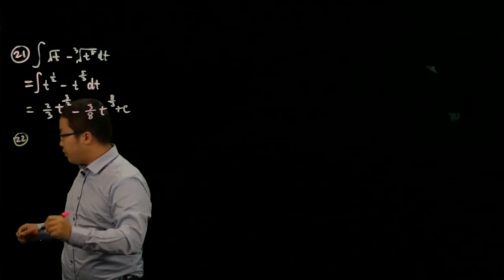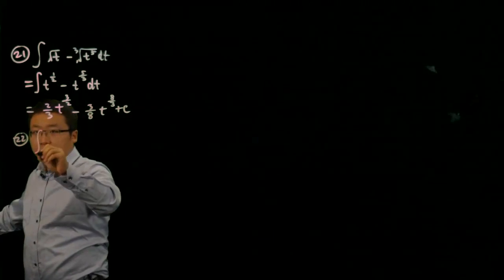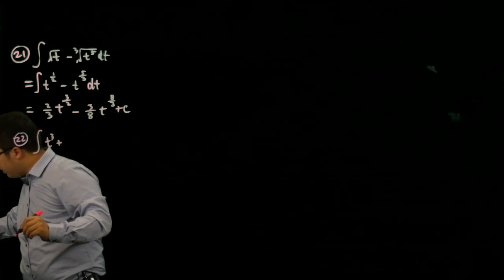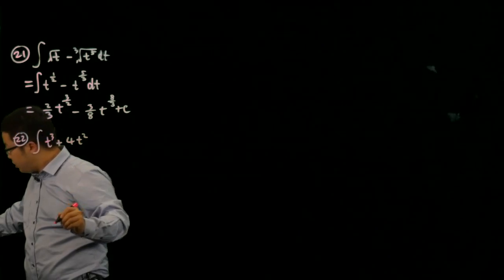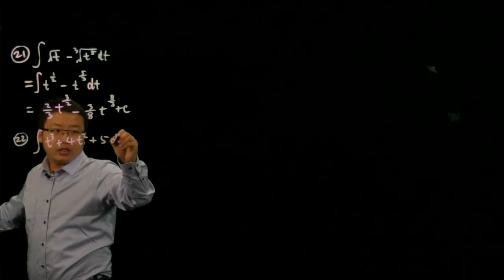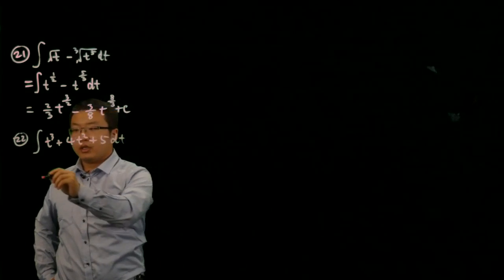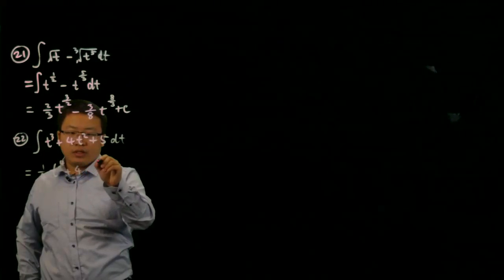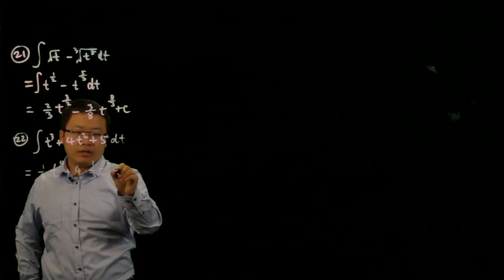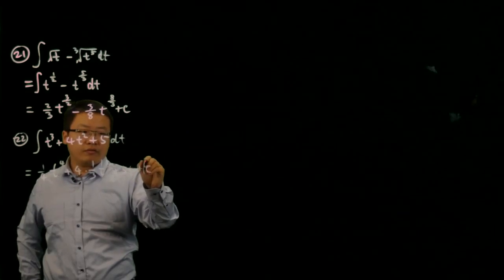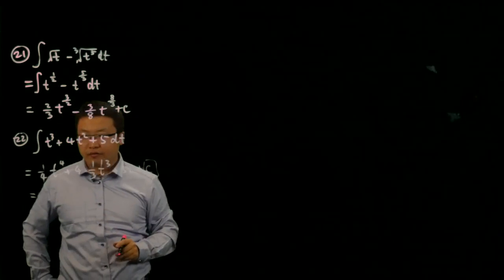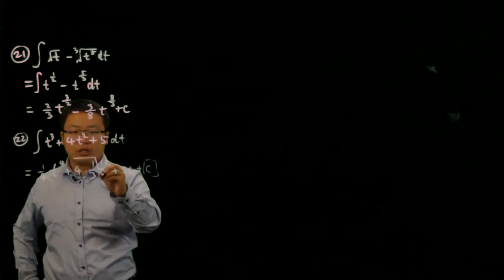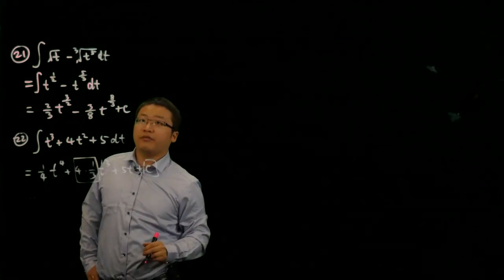Question number 22. You have the integral of t to the third plus 4t squared plus 5 dt. This is a pretty straightforward question. It is t to the 4 times 1 over 4, plus 4t to the third times 1 over 3, plus 5t. Make sure you don't forget the plus c, because it's indefinite. Well, this is actually it. You can just leave it like that, except for this portion, which you can write in a nicer way as 4 over 3.